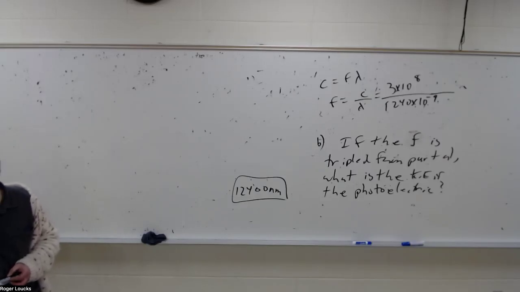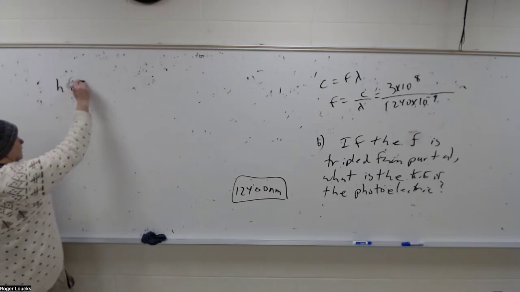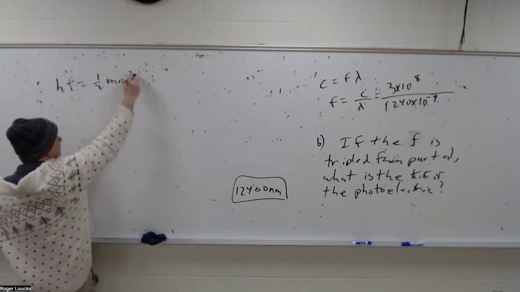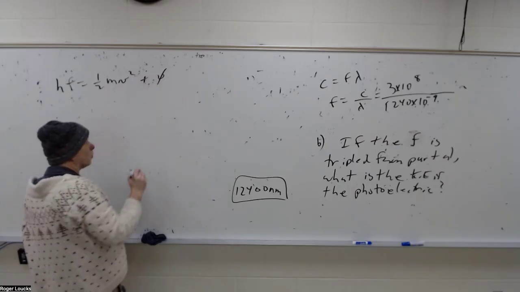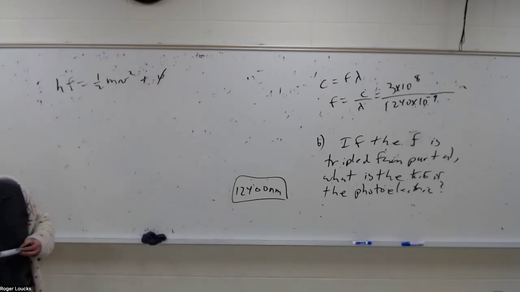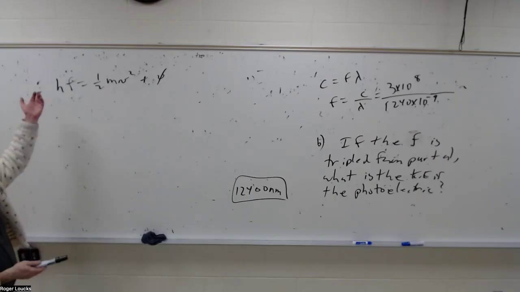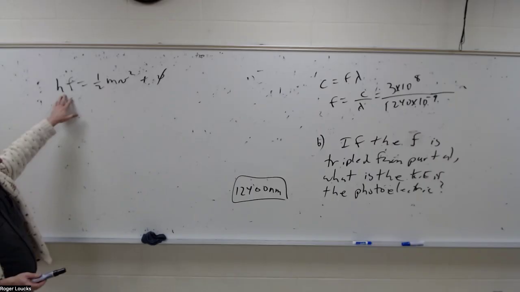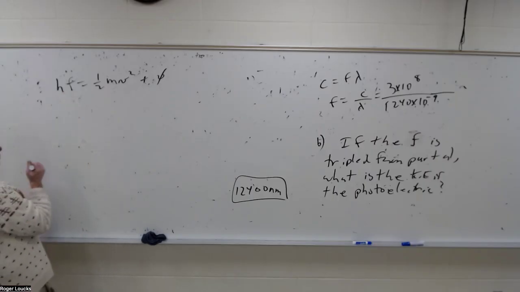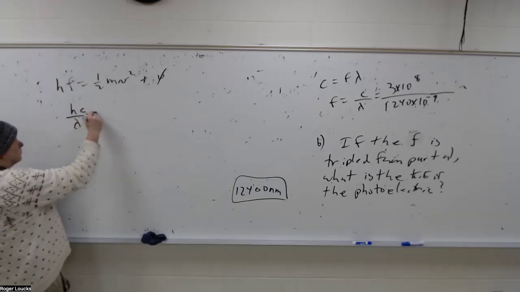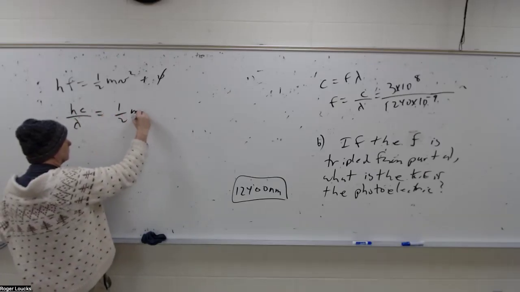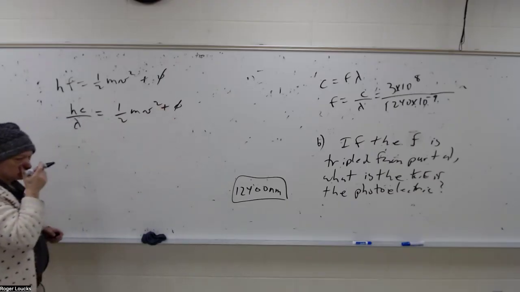Instead of conservation of energy, that is going to be our h f equals h f out equals 1/2 mv squared plus phi. What stays the same? Phi stays the same because it's a function of the material that we're using. I have a couple ways. I'm probably not going to leave it like this. I'm going to write this as hc over lambda. And so you have 1/2 mv squared plus phi.